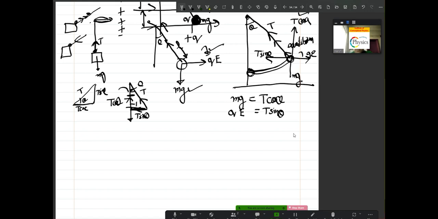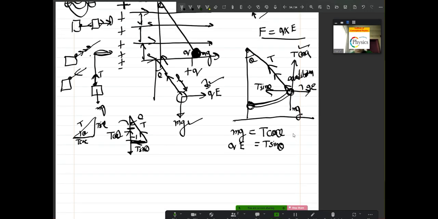What is the question? You have to find the magnitude of Q, and you also know the length of the string, which is L. It is known to you. I have told you everything, but look at the options now.